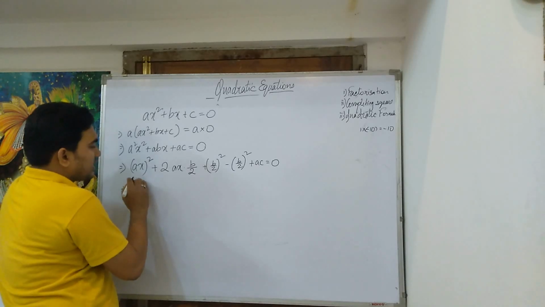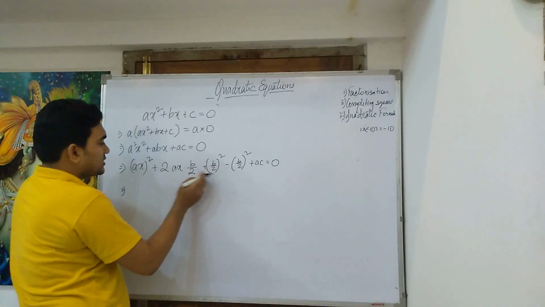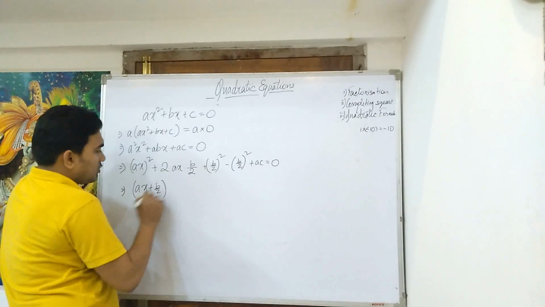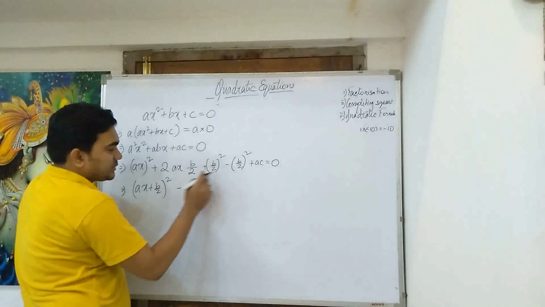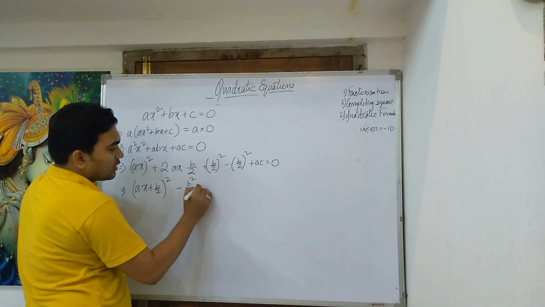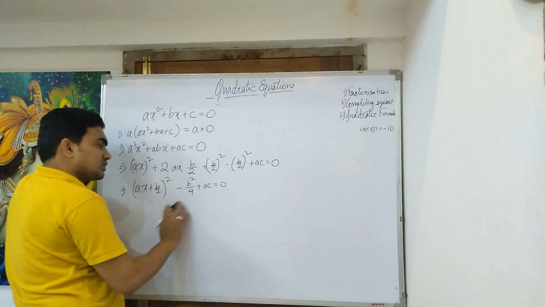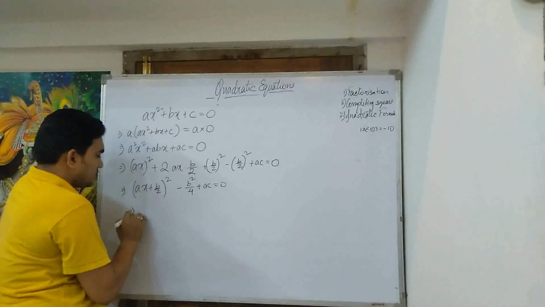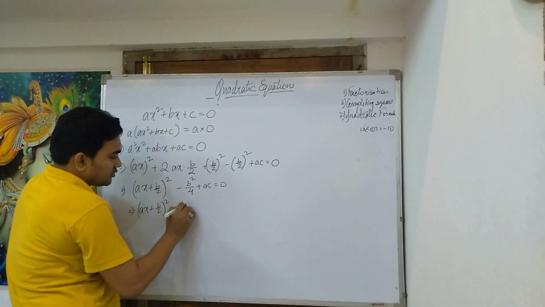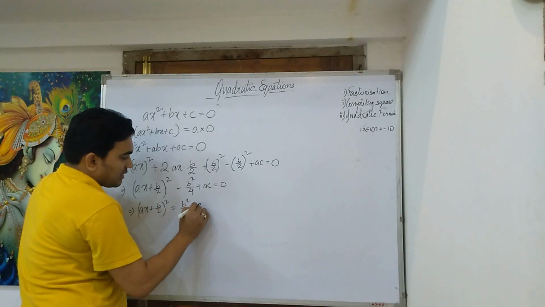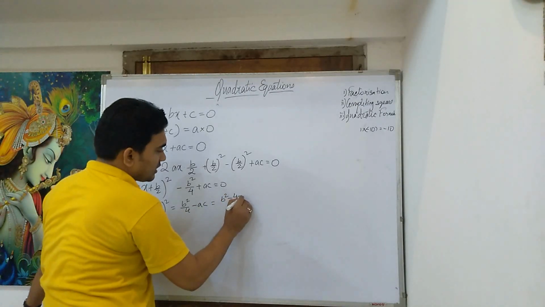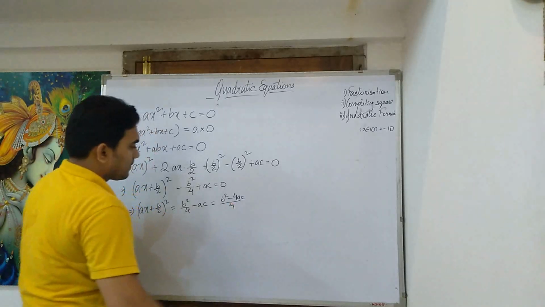So a square plus 2ab plus b square reduces to ax plus b by 2 whole square. This becomes b square by 4 minus ac. Let us now shift these terms to the other side. Ax plus b by 2 whole square equals to b square by 4 minus ac. On taking LCM, this becomes b square minus 4ac by 4.